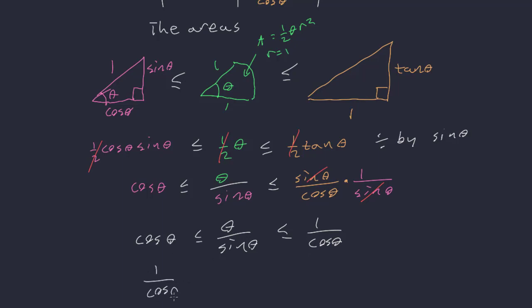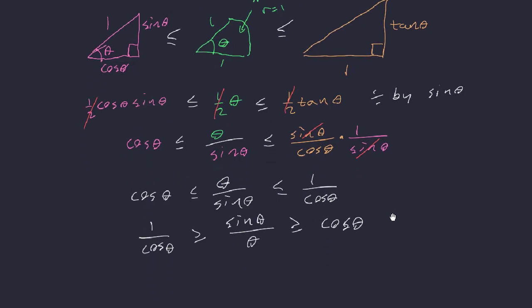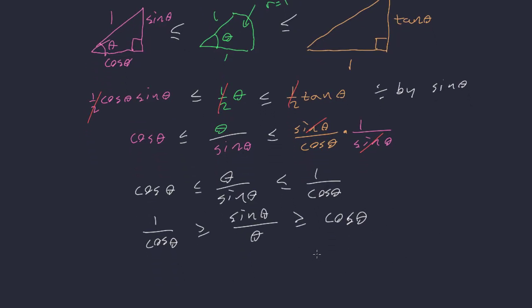Now, from here we can flip everything over provided we flip the signs over. So I have 1 over cosine theta is greater than or equal to sine theta over theta, which is greater than or equal to cosine theta. And this is going to be true for basically all thetas close to 0.